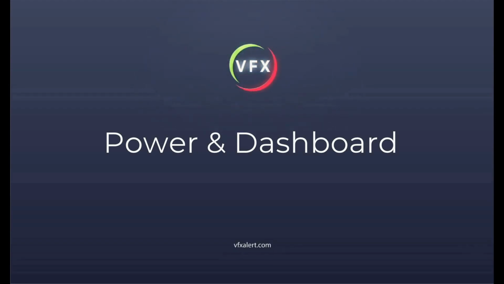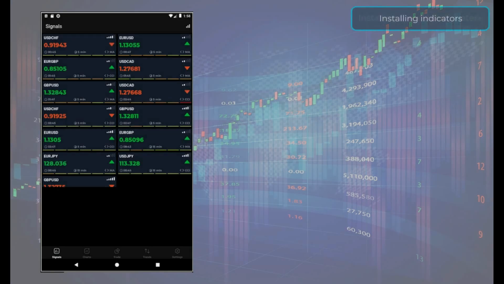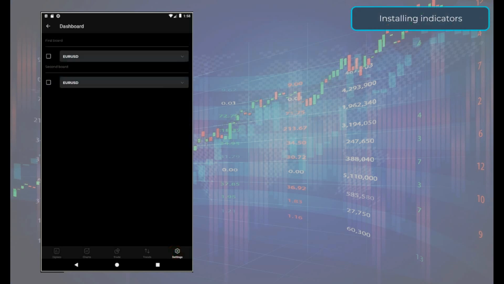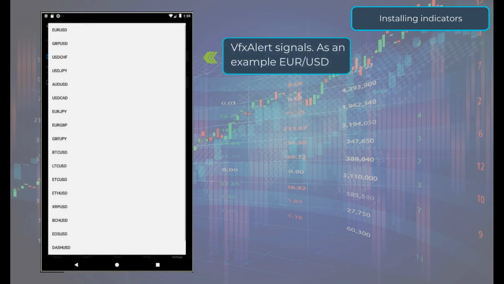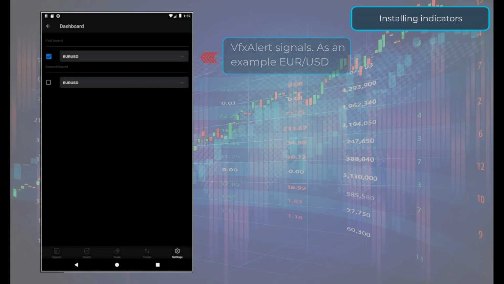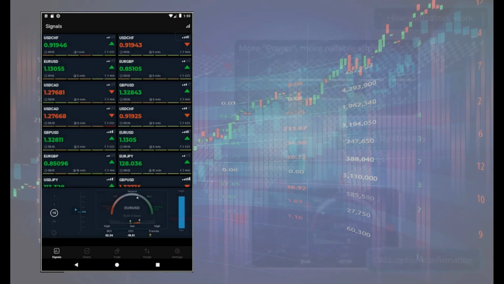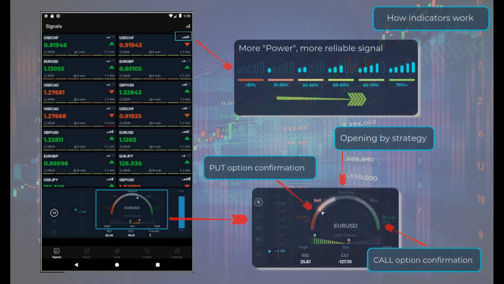The first signal for the option will be vfxAlert. We look at the power of the signal, it determines the reliability. Using it, you can quickly determine the market, then get a second confirmation from the strategy.